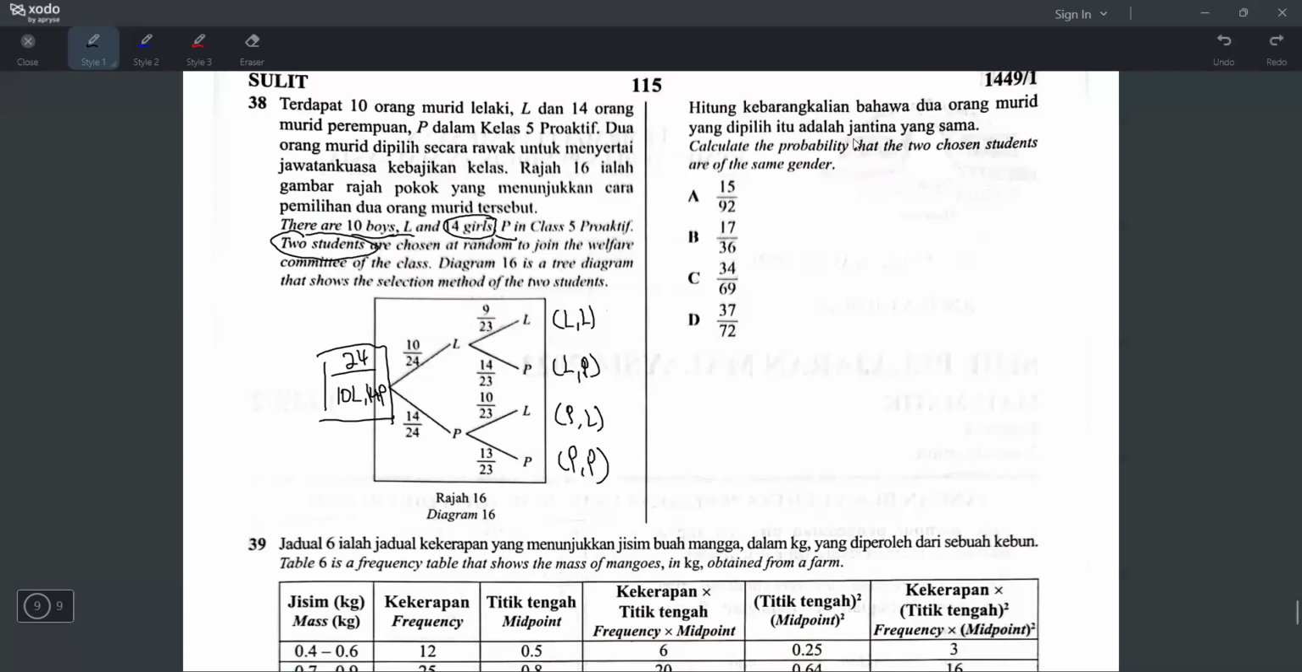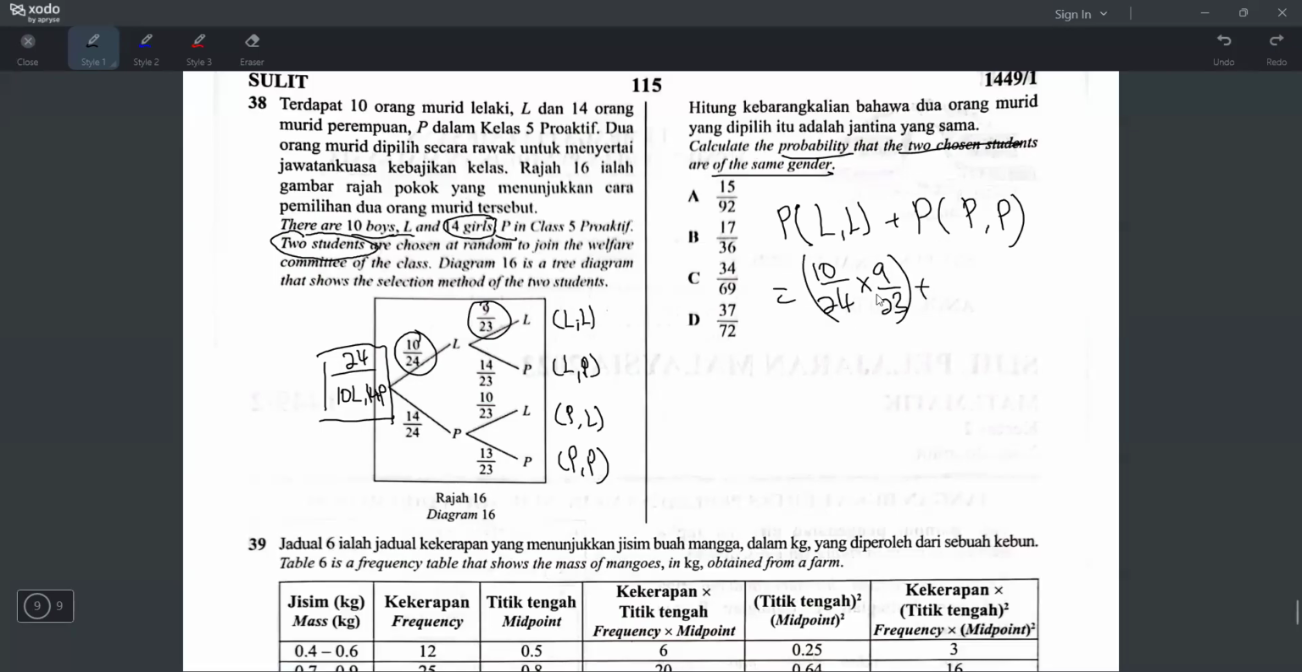Okay, now read the question. Calculate the probability that the two chosen students are of the same gender. So if you want the probability of same gender, you will take the probability of lelaki plus the probability of perempuan, same gender. So for lelaki, the probability will be 10/24 times 9/23, and then plus for the perempuan will be 14/24 times 13/23.